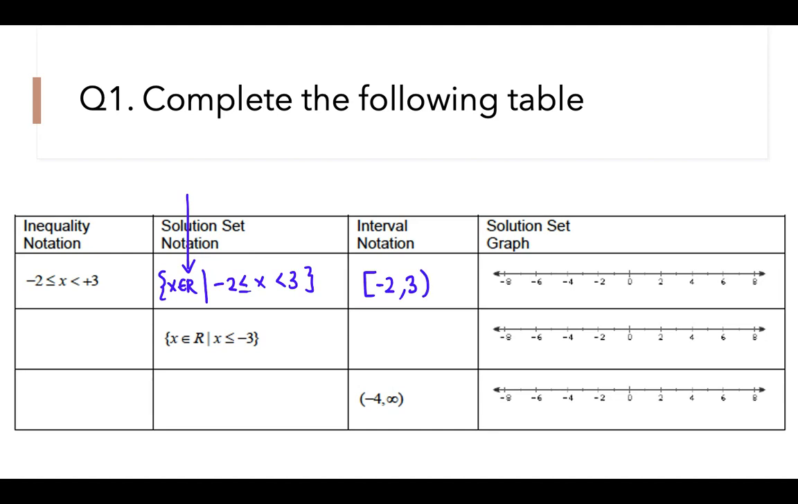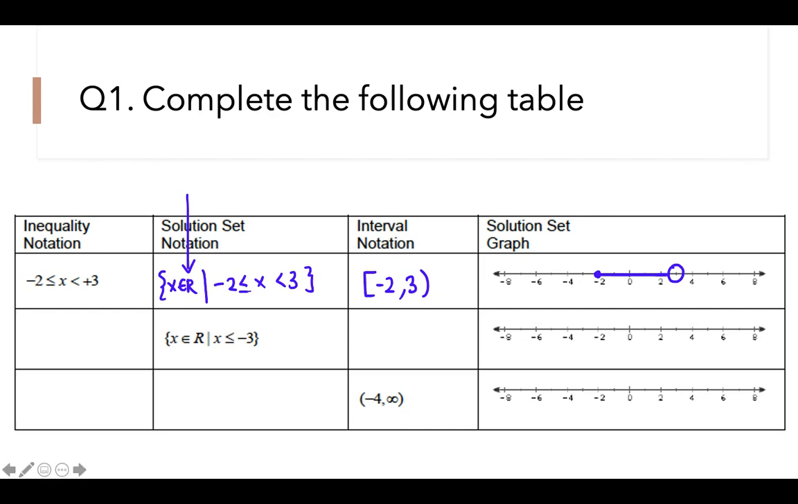For the graph, I label -2 as a closed circle, it's a point, and for 3, it's an open circle, it's a hole, because it's not including 3. And I color anything between -2 and 3.